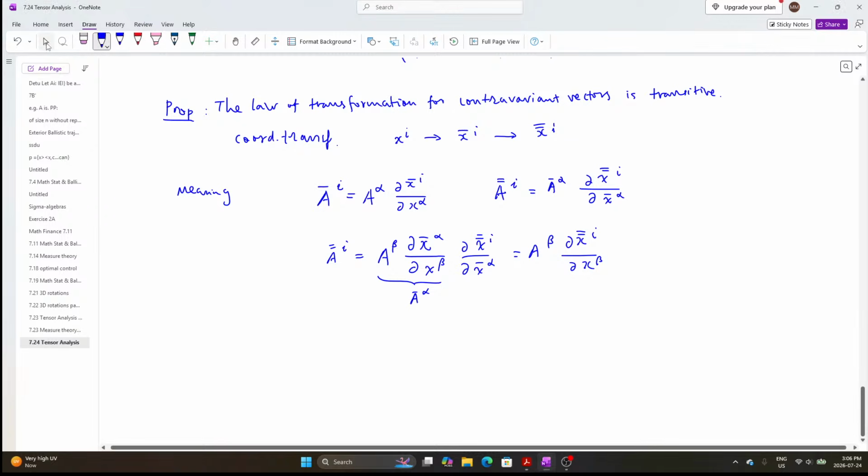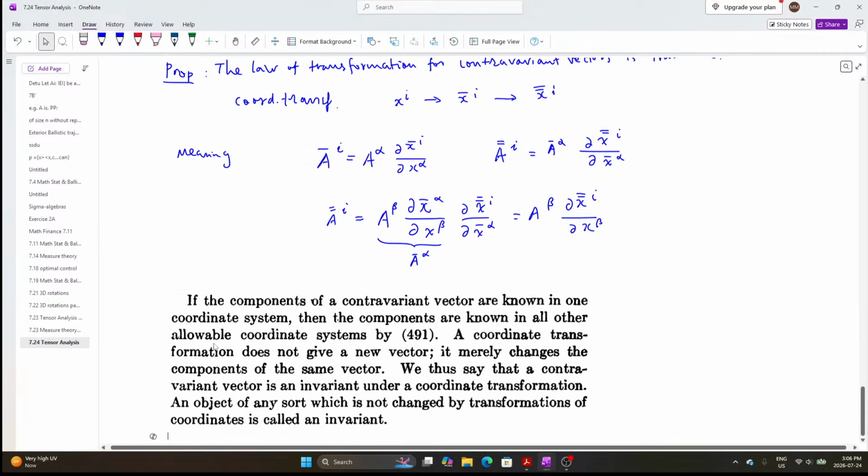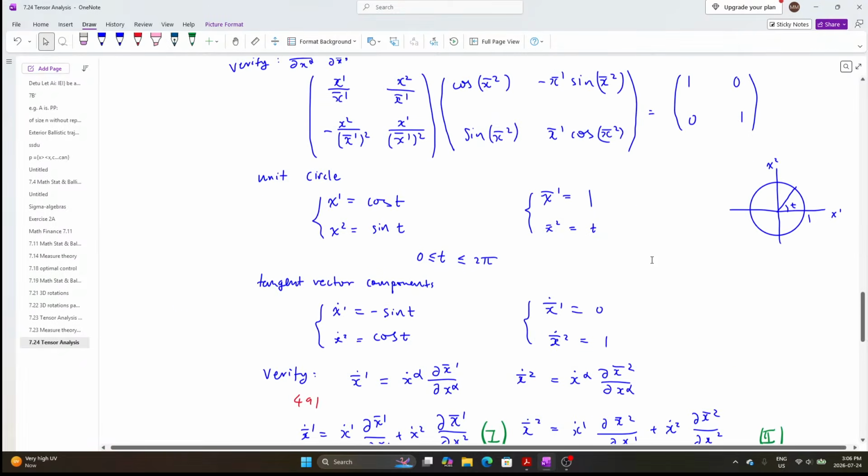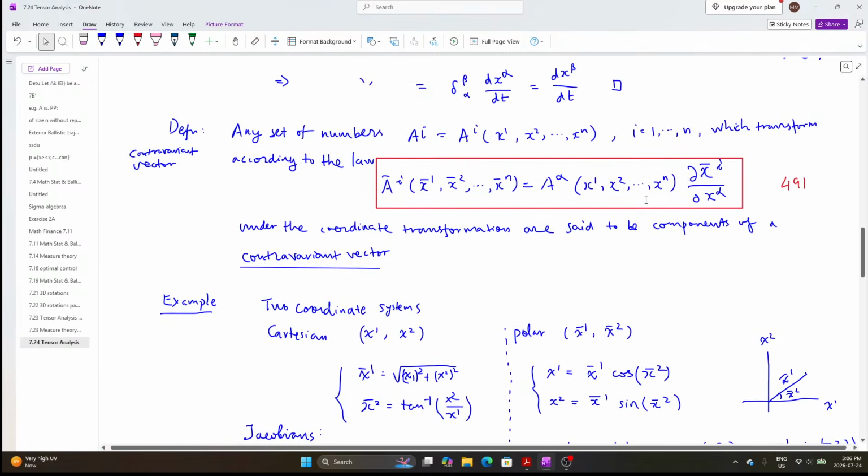All right, so there you go. If the components of a contravariant vector are known in one coordinate system, then the components are known in all other allowable coordinate systems by 491. So 491 is this particular definition. You can use 491 to do the coordinate transformation.